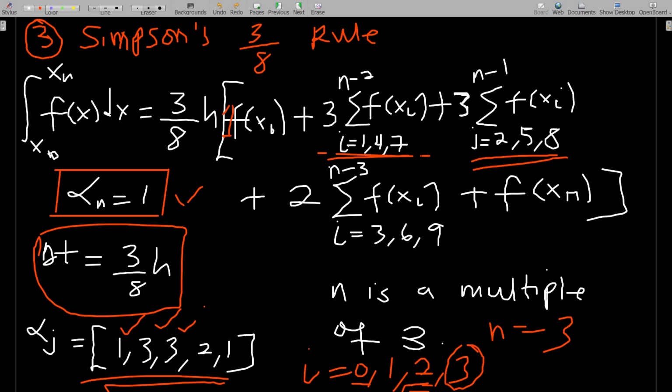So when n equals 3, you have alpha naught being equal to 1, alpha 1 being equal to 3, alpha 2 being equal to 3, and alpha 3 being equal to 1. That is the last one. So I hope you understand this.